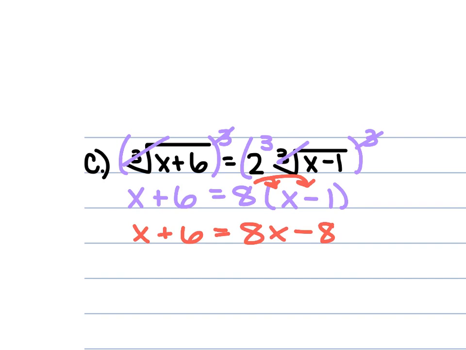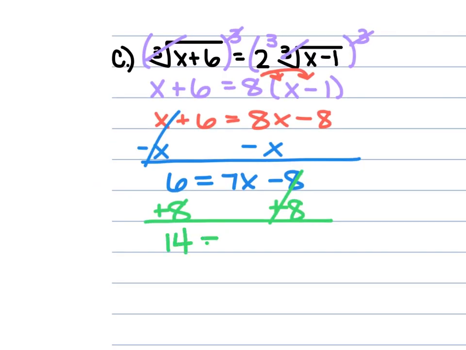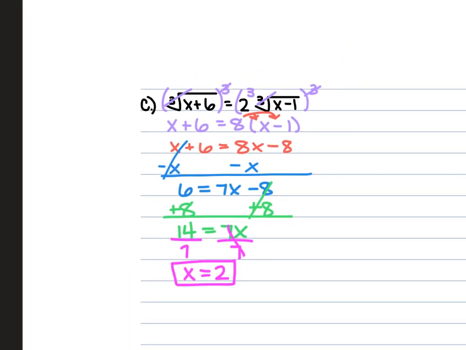Get your x's by themselves. I'm going to subtract the x from each side to leave us with 6 is equal to 7x minus 8. We're going to add the 8 to both sides to get 14 is equal to 7x. Then we're going to divide by 7 and be left with x is equal to 2. Again, if you plug it in and check, you get 2 is equal to 2, so we're all good.